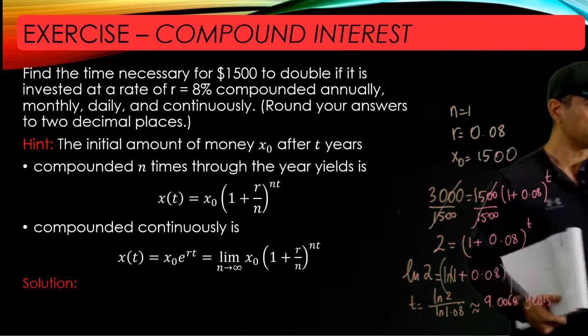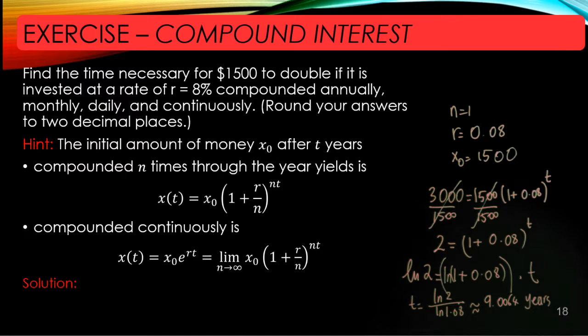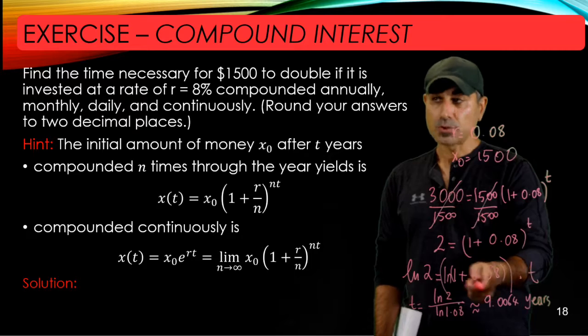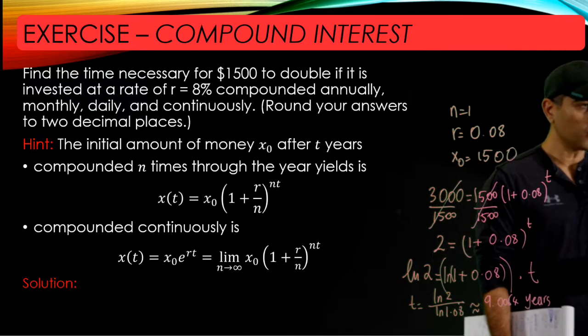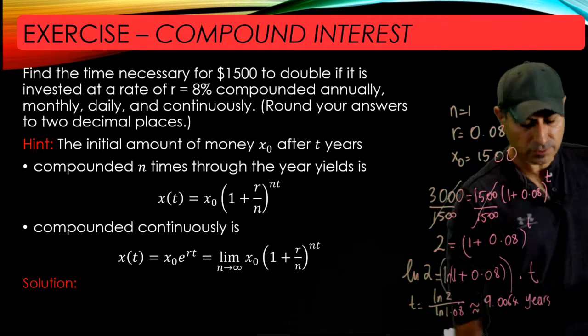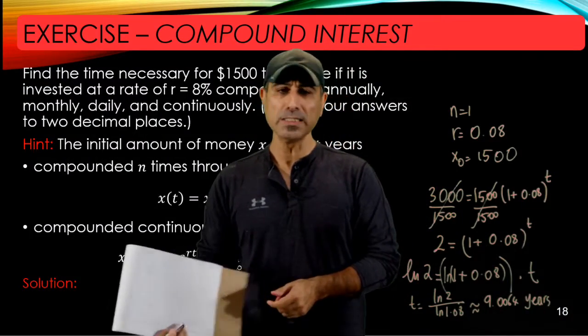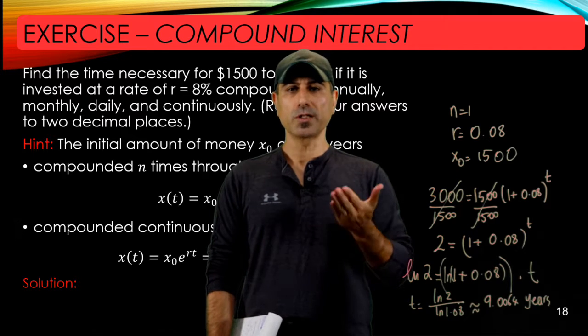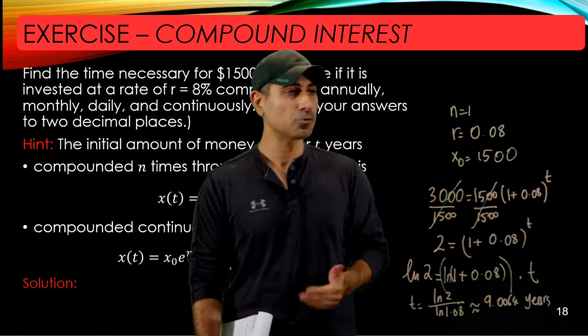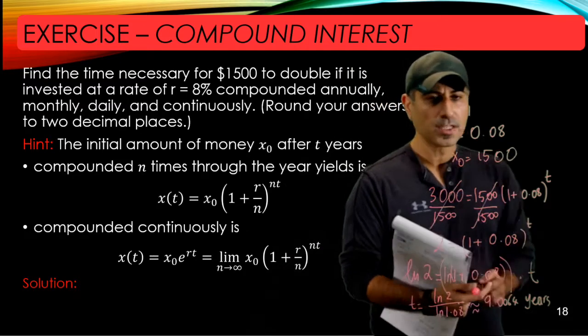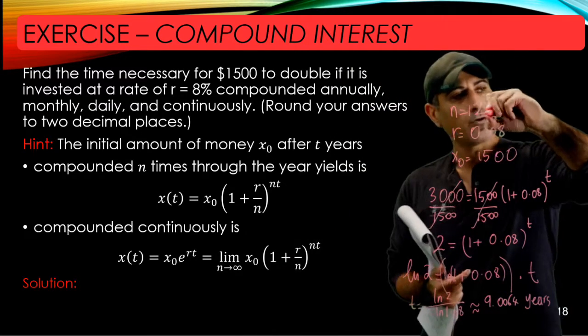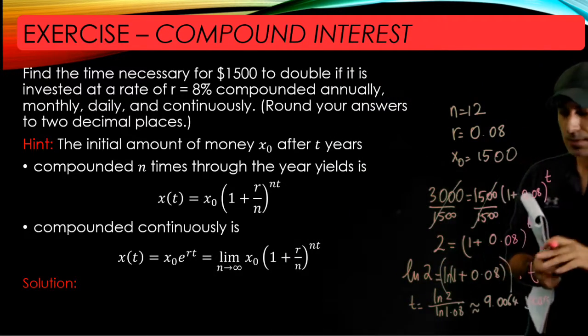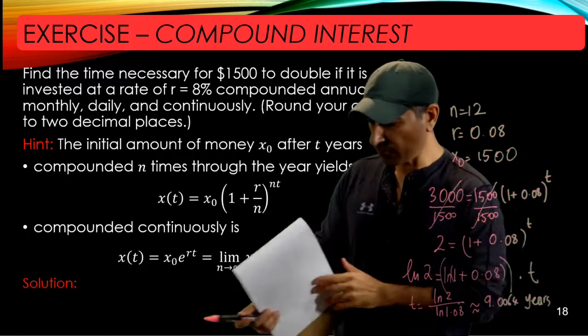If you don't touch your money for the whole year, and you just keep compounding annually to reach $3,000, you should wait 9.0064 years. Now let's change this to monthly. Monthly means we have 12 months in a year, so we're going to compound it 12 times during the year. In other words, n is going to be 12. So let's rewrite this whole thing for n equals 12.